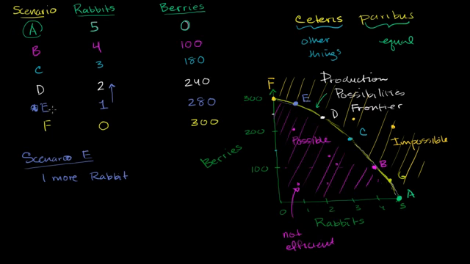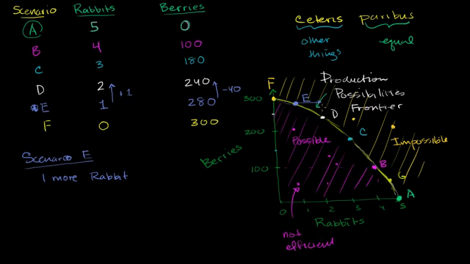So I'm really going from scenario E to scenario D. What am I going to give up? So this is +1 over here. Well, I'm going to give up 40 berries. And you can see it visually right here. If I try to get one more rabbit, I can't go into this impossible, this unattainable part right over here.